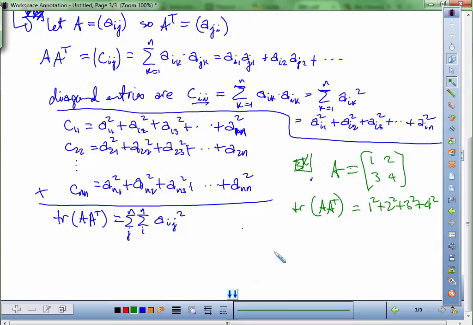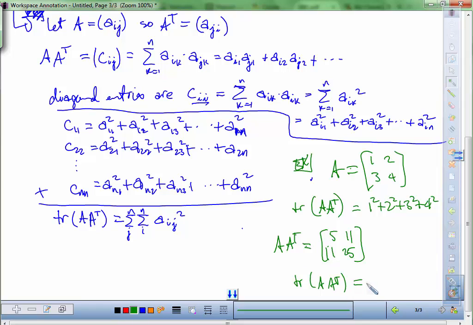So in our example, we got A times A transpose equal to 5, 11, 11, 25. And then the trace, according to this, is equal to the trace. So here we found a formula for the trace of A times A transpose. If you're interested in finding it, all you've got to do is square each of those elements and add them all up on the whole matrix.